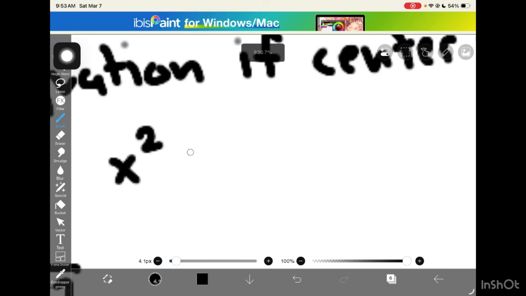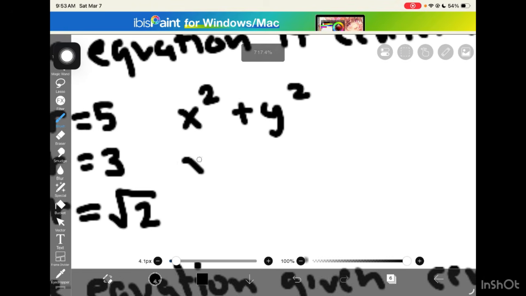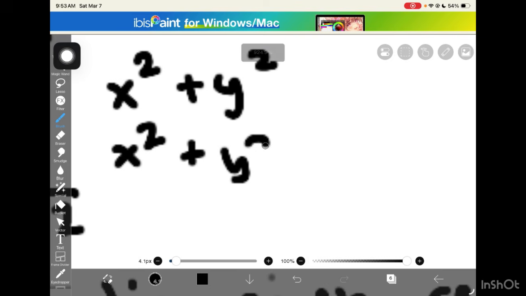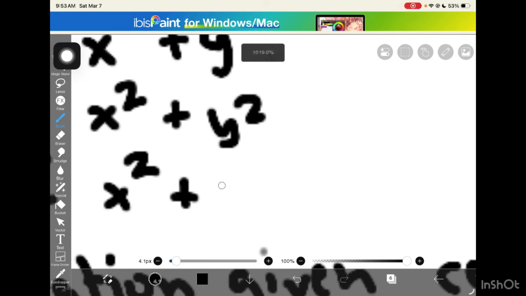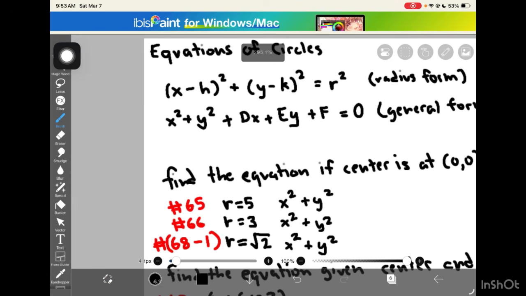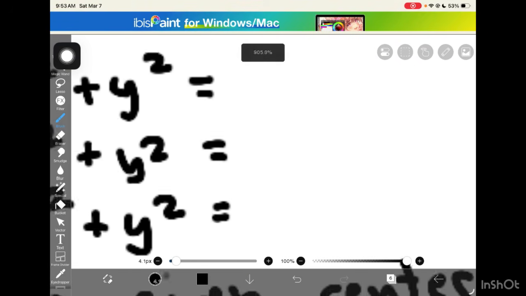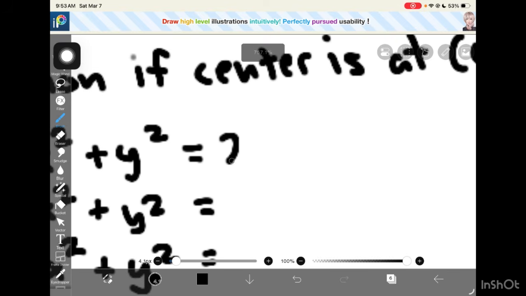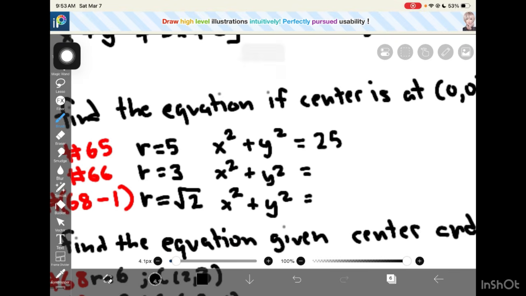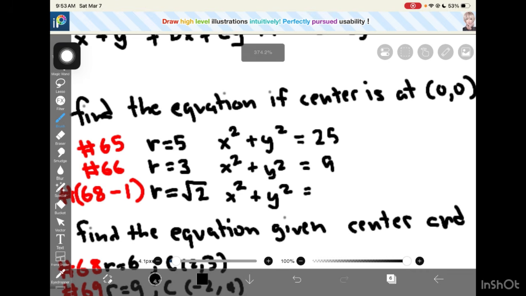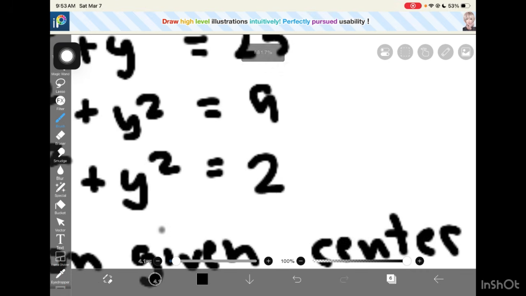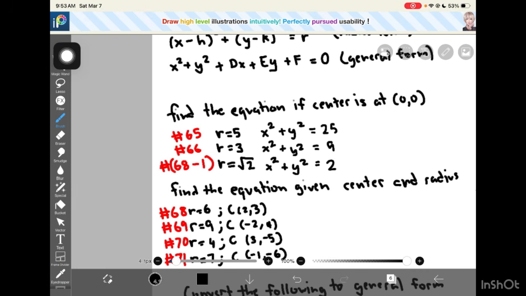center's at 0, 0, you can just put x squared plus y squared. For all of these, you can put x squared plus y squared immediately. Because all of the origins are at 0, and you can just omit the 0. Like x minus 0 squared is still just x squared. y minus 0 squared is also just y squared. So the only thing you need to do is the r squared. So what's this one? 5 squared. So 25. r squared, 3 squared, 9. Square root of 2 squared. Just remove the square root. 2. Simple.